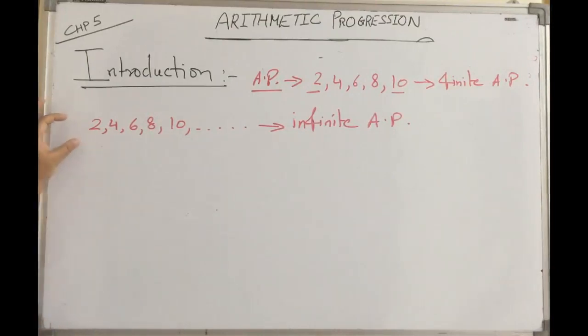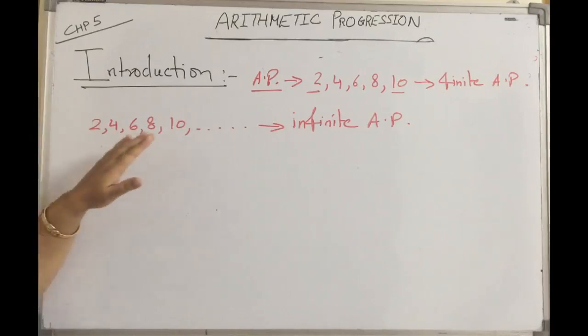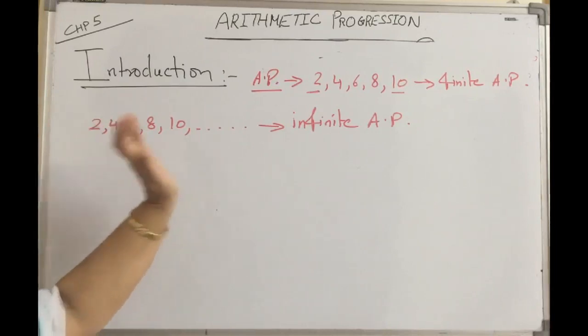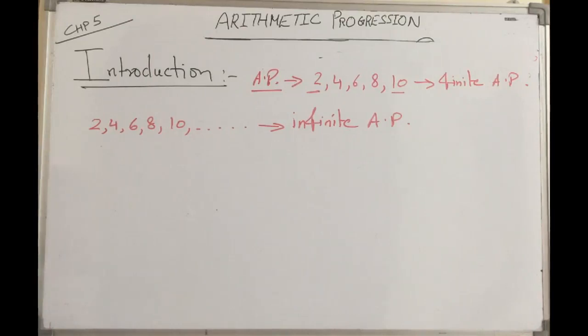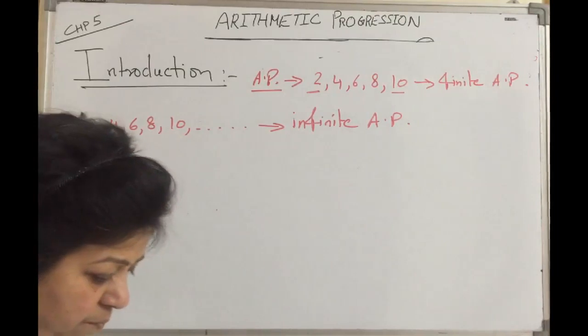Second example, again the same AP I have taken, starting from 2, 4, 6, 8, 10, and so on. Now it means the AP is not coming to an end and we do not know what the last term is. So such an AP is an infinite AP.